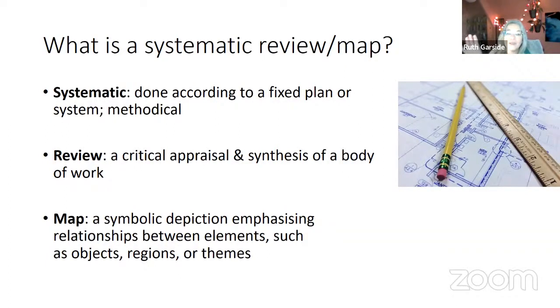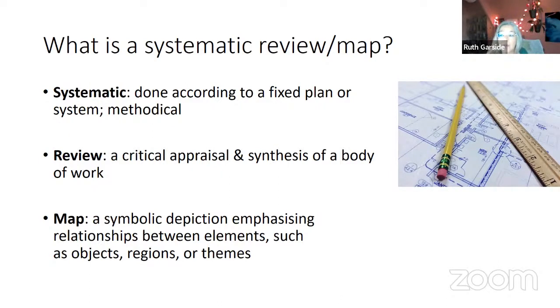It's important for systematic reviews that a plan of the project is written before you start. So systematic review protocols are really important in this context, again, to help reduce bias through the process of doing the systematic review. The review part involves a critical appraisal and the synthesis of a body of work. But we also undertake systematic maps, and maps don't try to answer the question about whether something works, but rather try to represent the relationships between elements such as objects, regions, or themes.